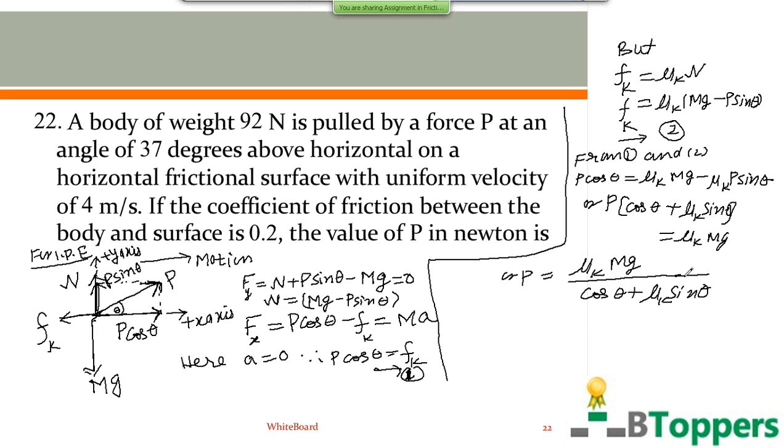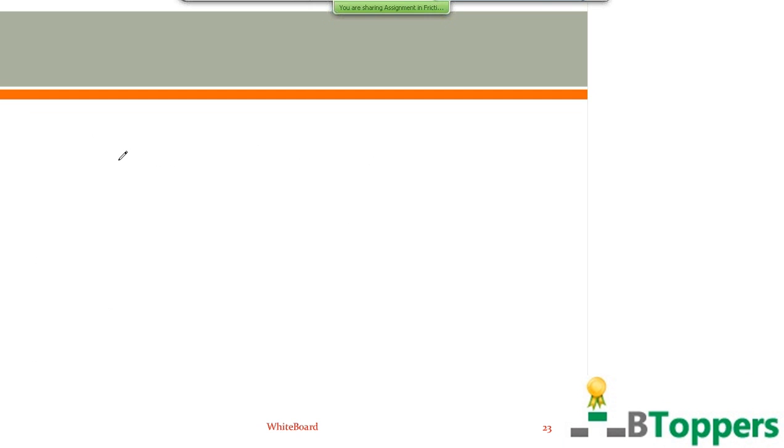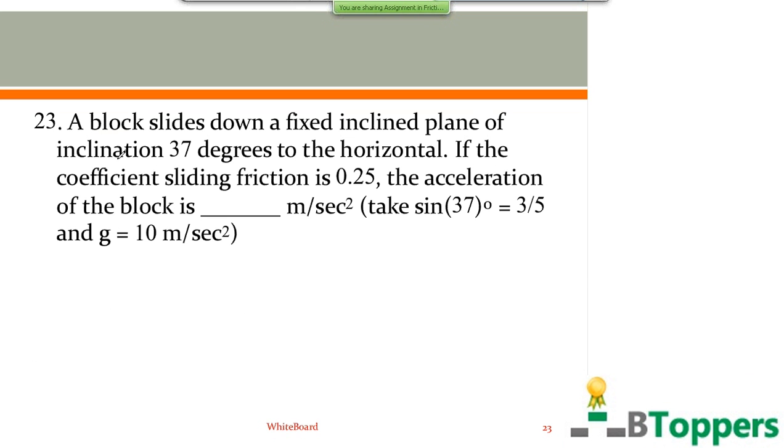In case you want to copy the solution, you can pause and copy it. So for question number 22, which I have just discussed, the fourth option is the answer. That is 20 Newton. Next I am going to discuss question number 23.